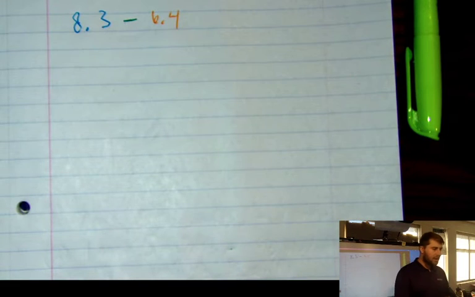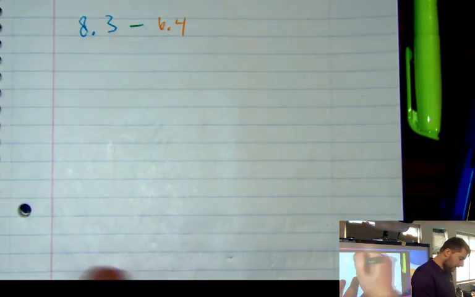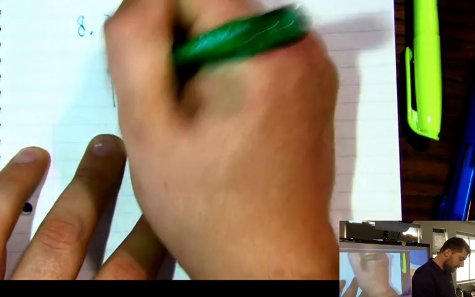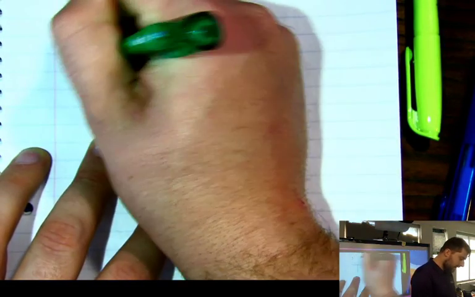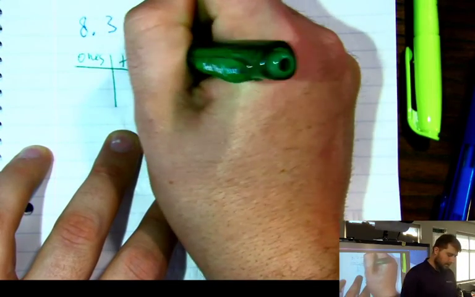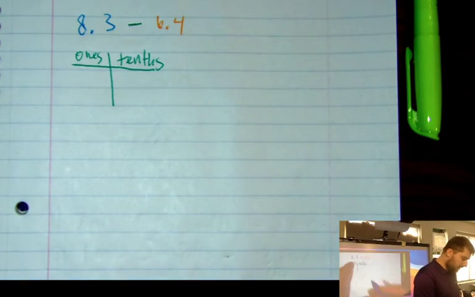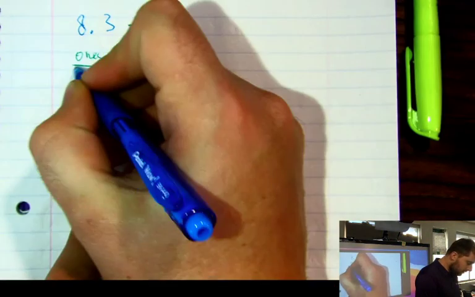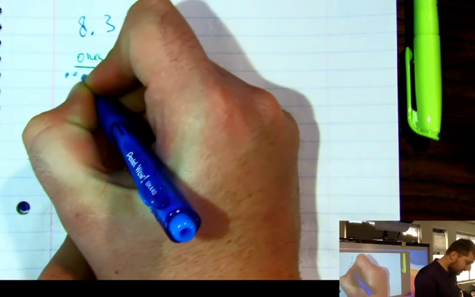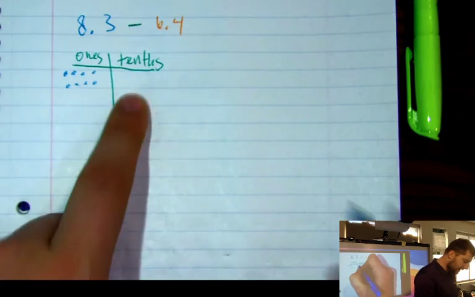All right, so we have to make our chart as we have a number in the ones place and a number in the tenths place. We're going to start with our blue number at the front. We have 8 in the ones place: 1, 2, 3, 4, 5, 6, 7, 8, and then 3 in the tenths place.